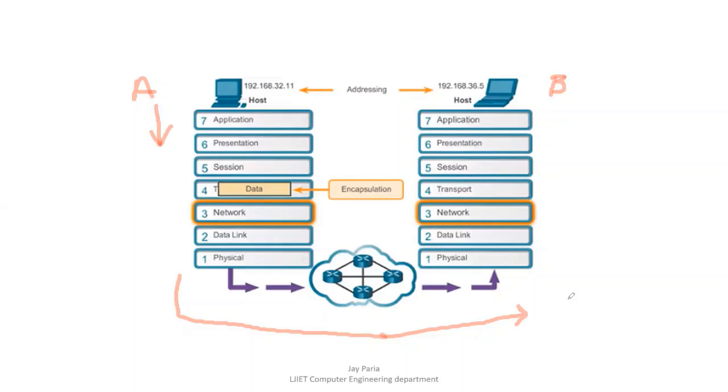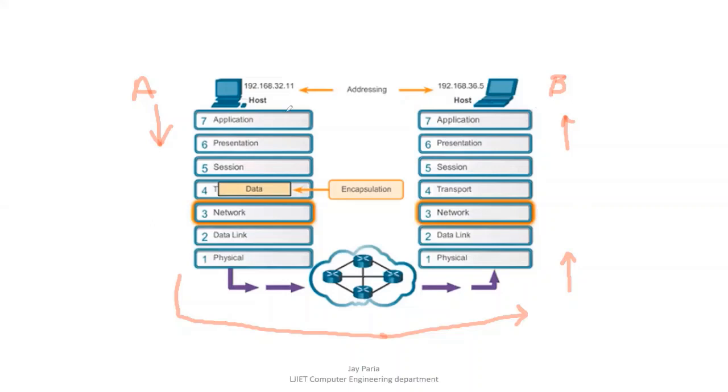At the same time, your friend is receiving data, so the flow of the data is from the physical layer to the application layer. So the flow of the data is in the reverse direction. When you're sending data, the flow is from the application to the physical layer. When you're receiving data, the flow is from the physical layer to the application layer.